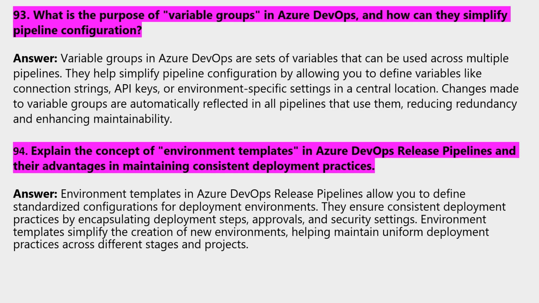Explain the concept of environment templates in Azure DevOps release pipelines and their advantages in maintaining consistent deployment practices. Environment templates in Azure DevOps release pipelines allow you to define standardized configurations for deployment environments. They ensure consistent deployment practices by encapsulating deployment steps, approvals, and security settings. Environment templates simplify the creation of new environments, helping maintain uniform deployment practices across different stages and projects.